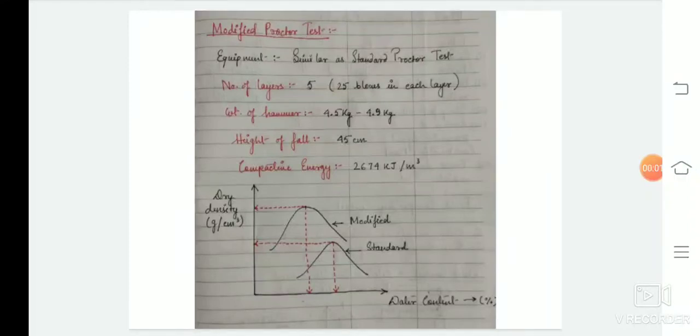Hello everyone. During the previous class on compaction, we discussed the definition and significance of compaction. In today's class, we will discuss further the tests which are carried out for finding out the density of the soil. So let us go through a recap of previous classes.